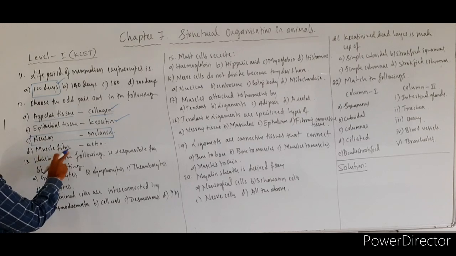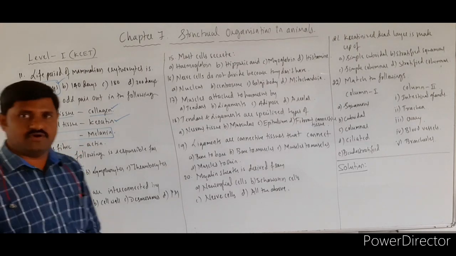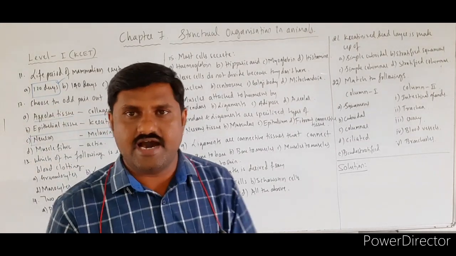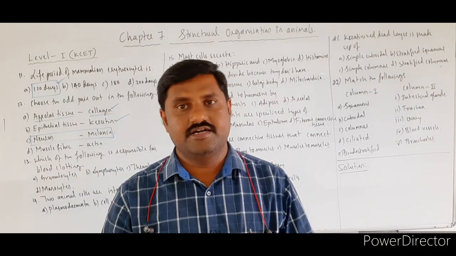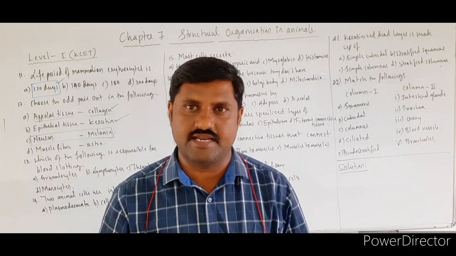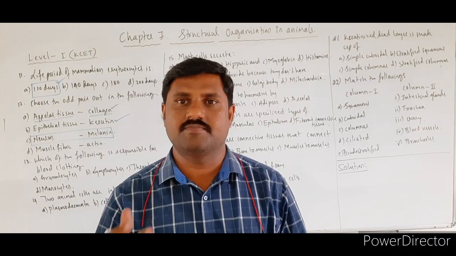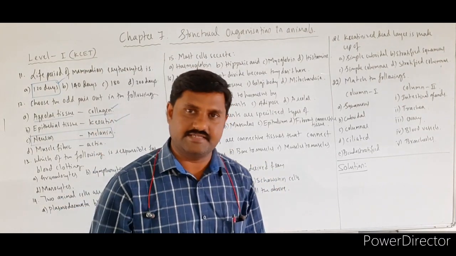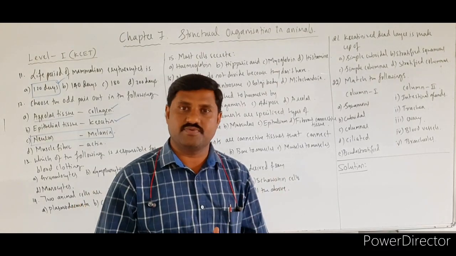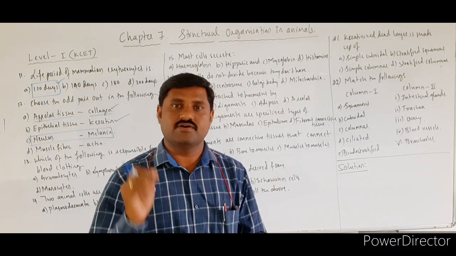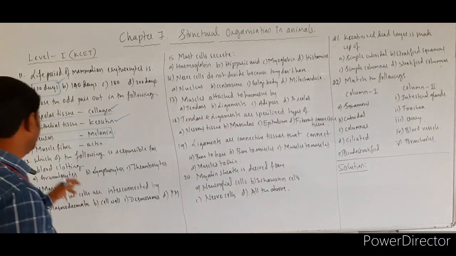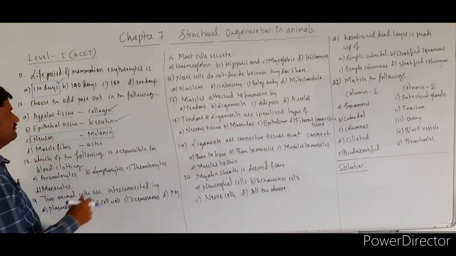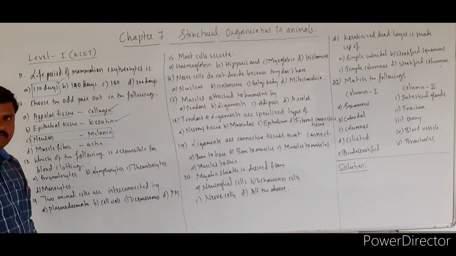Muscle fiber, actin. As you know, muscle fibers contain different kinds of globular proteins, like actin as well as myosin. So like this, it contains different types of proteins, that's why it is also a matched one, it is not the odd one. Then which is the odd one? So the third one is the odd one, neuron as well as melanin. This is the correct answer for this question.